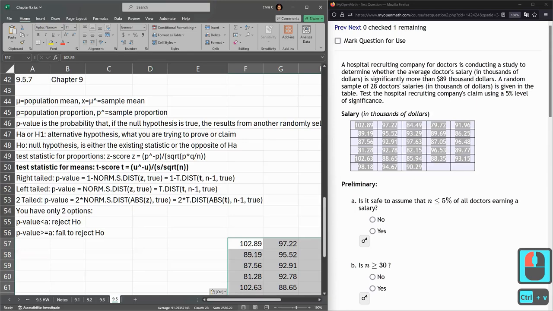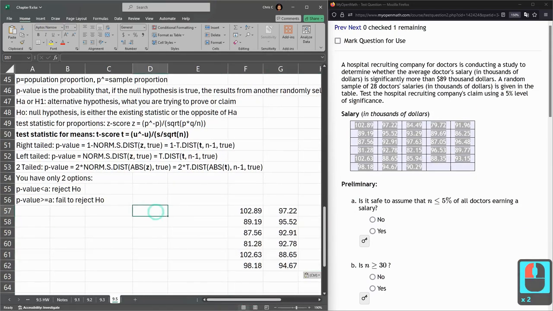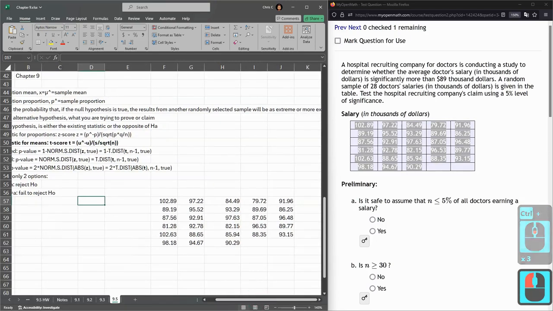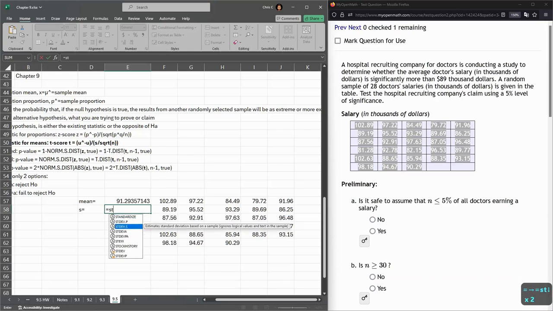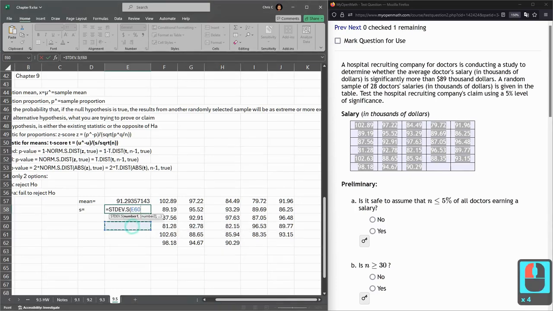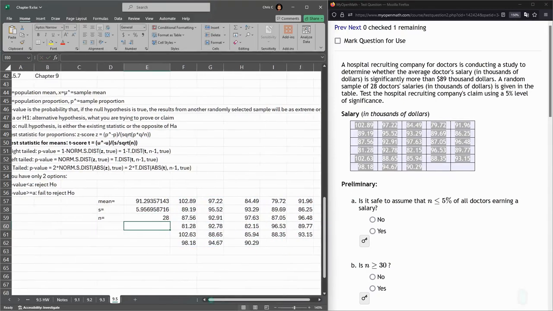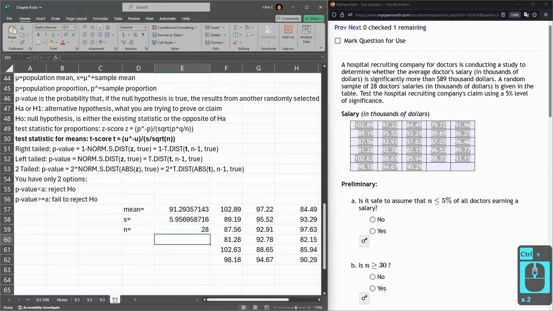So I'm going to paste all my data in here, and then we're going to go ahead and get the mean and the standard deviation. So that's the average function of everything. Standard deviation. Make sure you do standard deviation of the sample, STDEV dot S for S sample. All right, we're also going to need N, which is the count. So these are the values we're going to need in this problem.